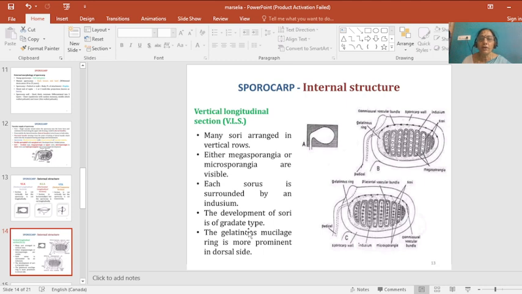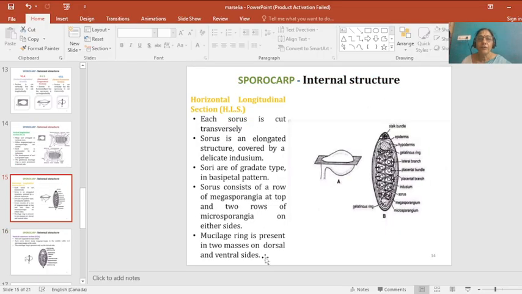Regarding the vertical longitudinal section, there are many sori arranged in vertical rows. Either megasporangia or microsporangia are visible. Each sorus is surrounded by an indusium. The development of sori is of gradate type. The gelatinous mucilage ring is more prominent on the dorsal side.